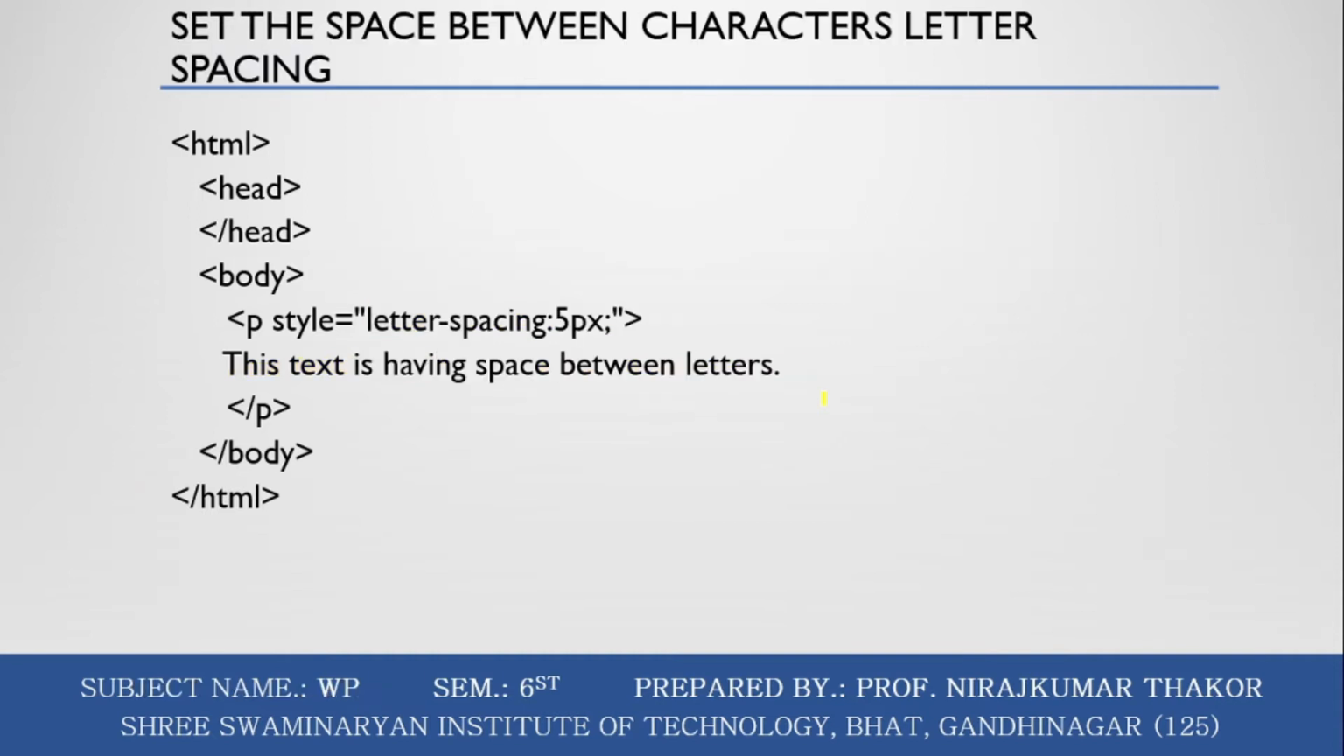Now, space between characters: letter spacing. How to set the spacing between the characters. The letter spacing is 5 pixels. So between every character of the text there will be 5 pixels of space. This is the output.